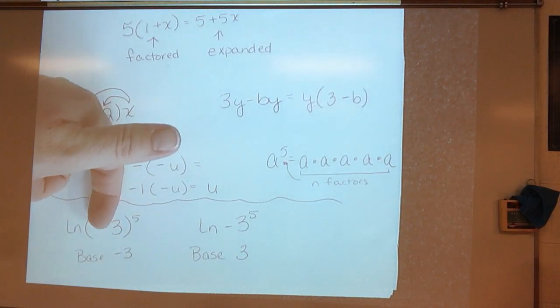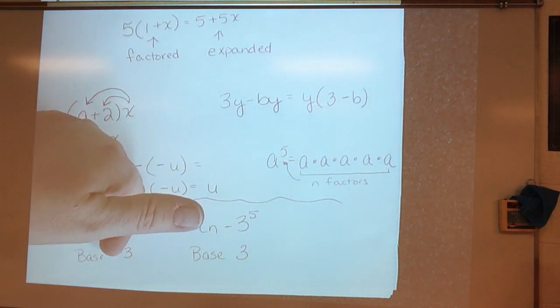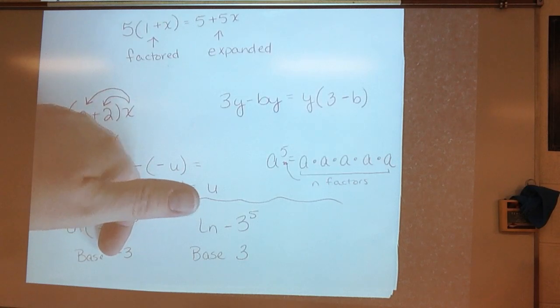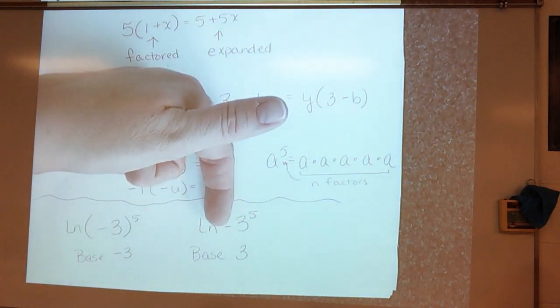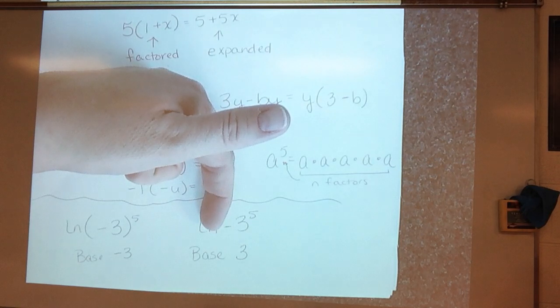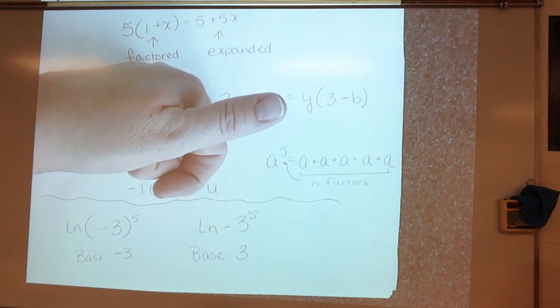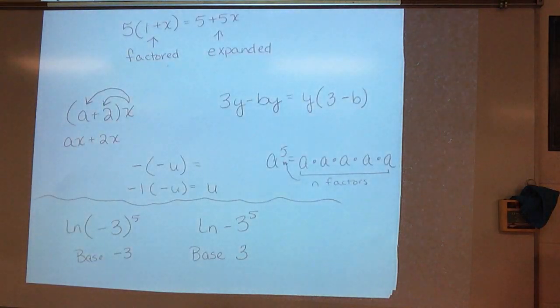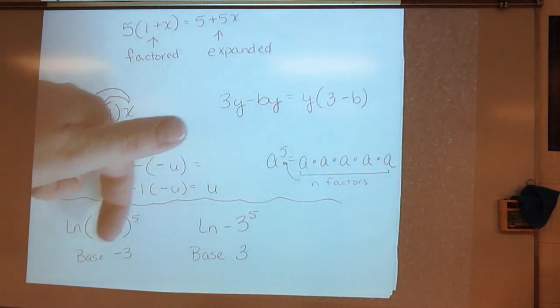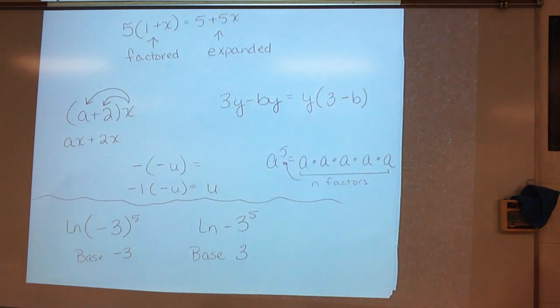So if it's inside the parentheses, that's part of your base. So in this case, it would be negative 3 times negative 3 times negative 3 times negative 3 times negative 3. Here, it's going to be negative, and then 3 times 3 times 3 times 3 times 3. Okay? They have the same value, but you need to make sure you understand the difference between the bases. All right? Take a few minutes to look at those properties of exponents.